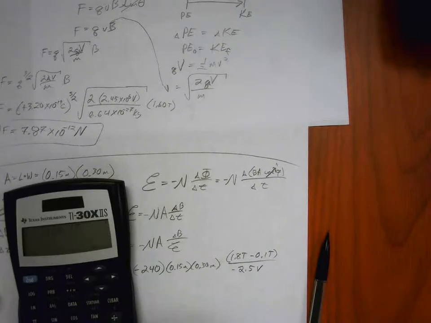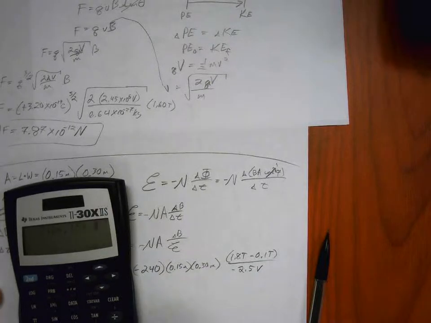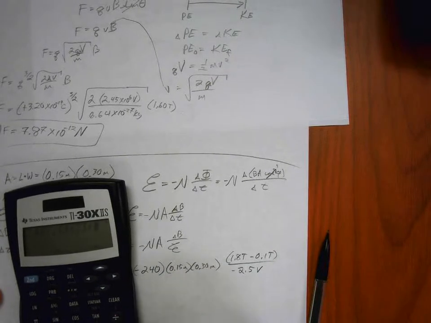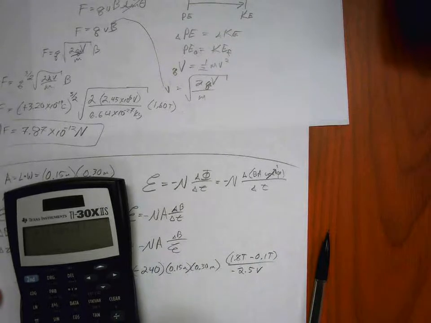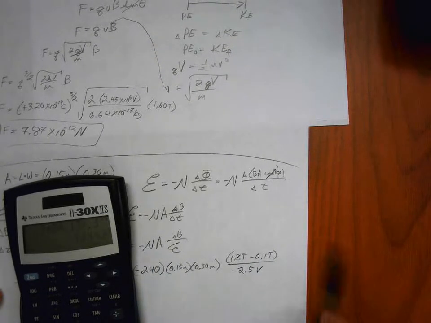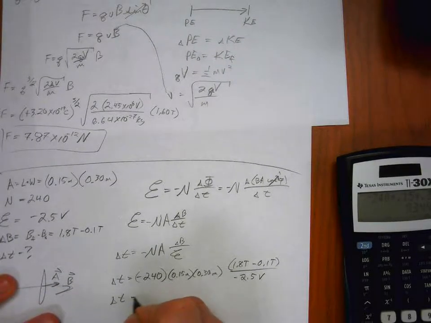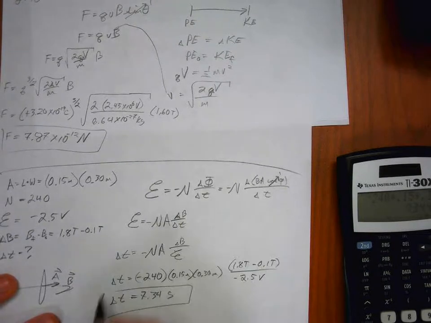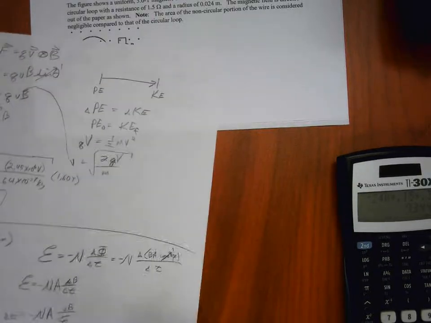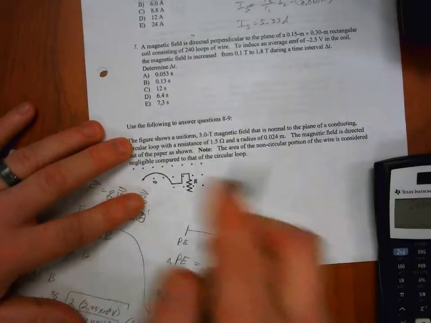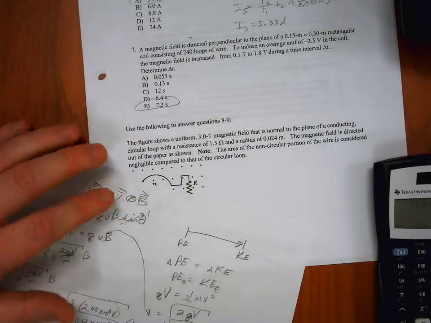Just plugging it into the calculator. 7.344, 7.34 we'll call it. Which is answer choice E.